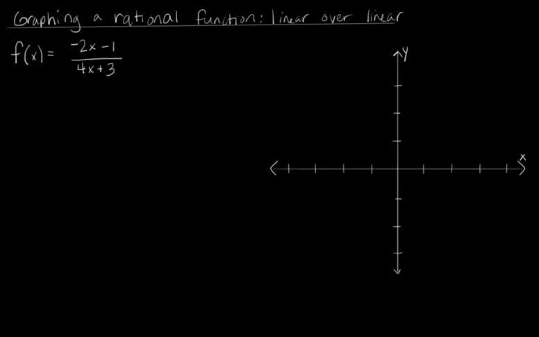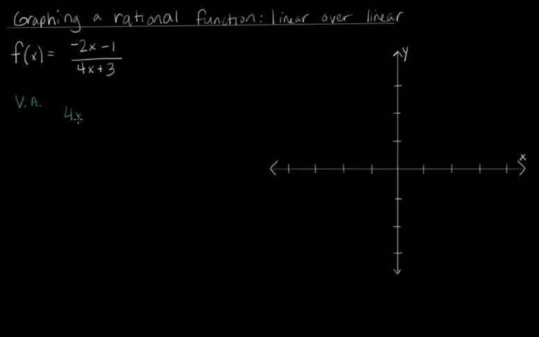In this video, I want to talk about how to graph a rational function that's linear over linear. So let's go ahead and start by finding the vertical and horizontal asymptotes. Let's start with the vertical asymptotes. To find the vertical asymptotes, we set the denominator equal to 0.